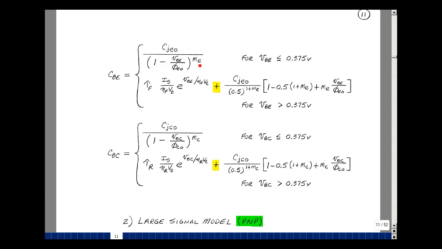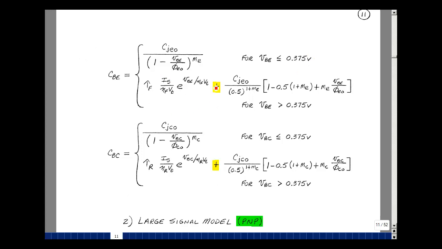And likewise for the grading coefficient, we're just going to put the E subscript here, indicating that that's for the base emitter diode. And then for the built-in barrier potential, we'll do the same thing. We'll just put an E subscript with the 0 that's there. This is valid as long as the voltage is less than or equal to some constant. That's defaulted to 0.375, but you can change this, and in fact this is changed in most models.